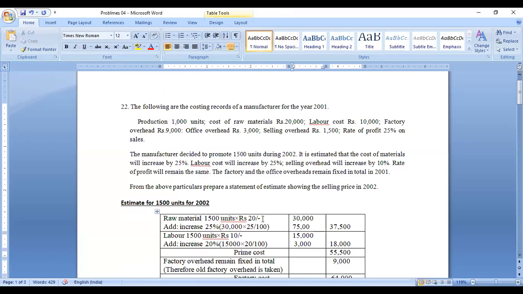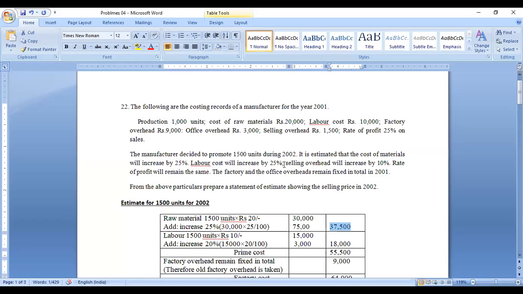The same price is not prevailing in the next year. The next year the cost of material increases by 25%. So 30,000 into 25 over 100. Multiplying these two values, 37,500. So material is calculated. Move on to the next one, labor cost.